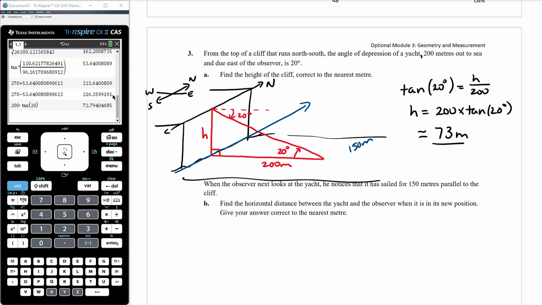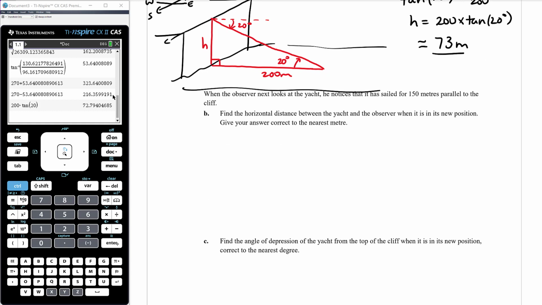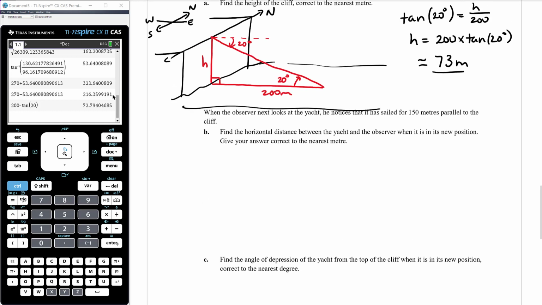For this question, we can actually now look at this from a bird's eye point of view, because we don't actually need that vertical distance for part B. So if we think about this from a bird's eye point of view, I'm going to mark that, that's my observer up there. There's my north-south cliff. There's my observer. I'll put him down here just so we can fit everything in. We've got the yacht that's 200 meters out to sea, but it is sailing in a direction that's parallel to the cliff, and it is sailing 150 meters.